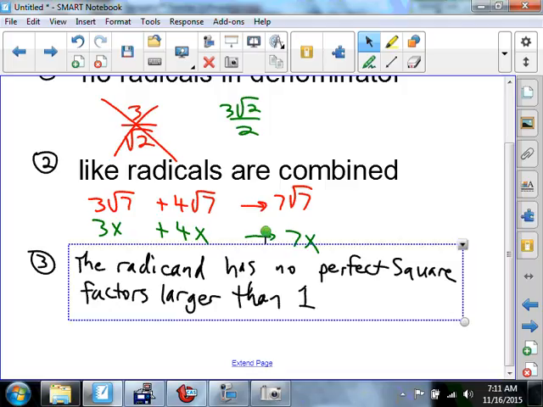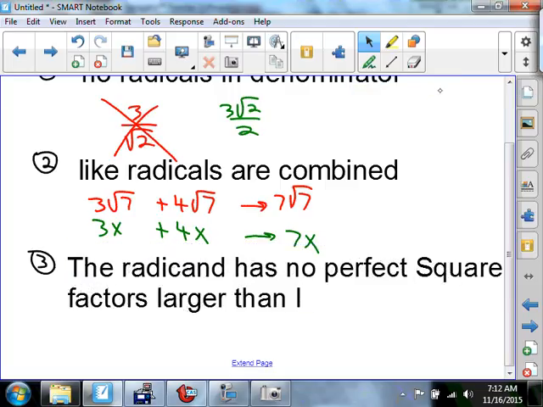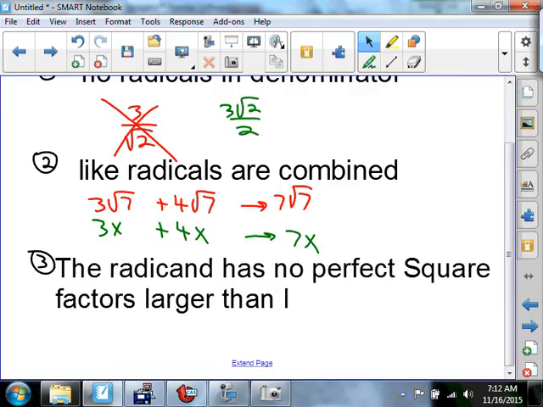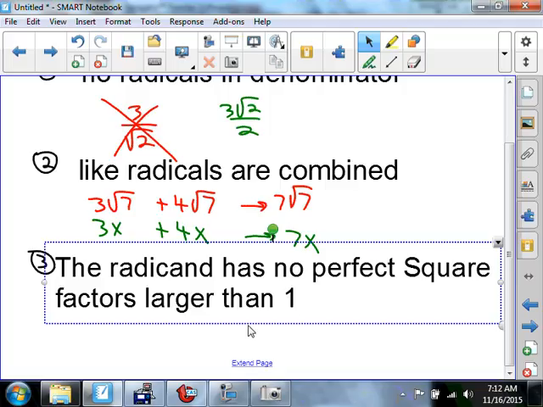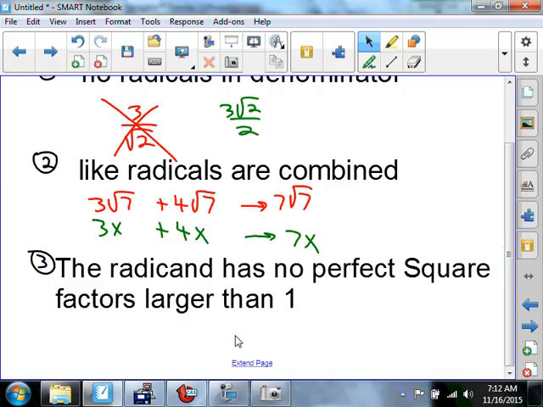Of course, every number has 1 as a factor. But to be in simplest radical form, here's the big idea. The number under the square root, called the radicand, doesn't have any factors that are perfect squares bigger than the number 1. I'll give you a minute to write that down. Again, to be in simplest radical form, there are no radicals in the denominator, like radicals are combined, and the radicand doesn't have any factors in it that are perfect squares bigger than the number 1.